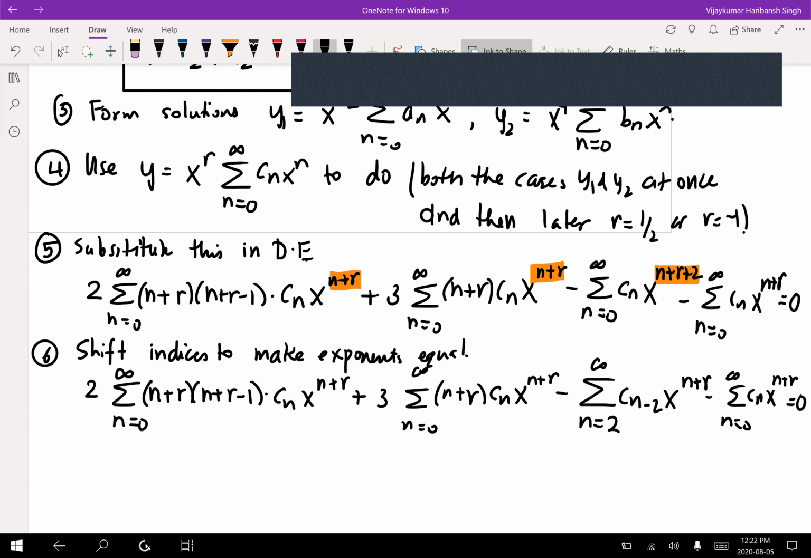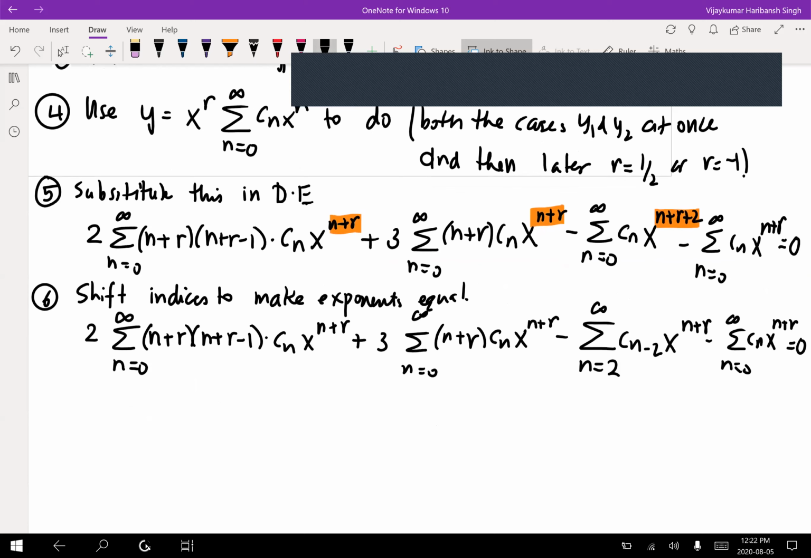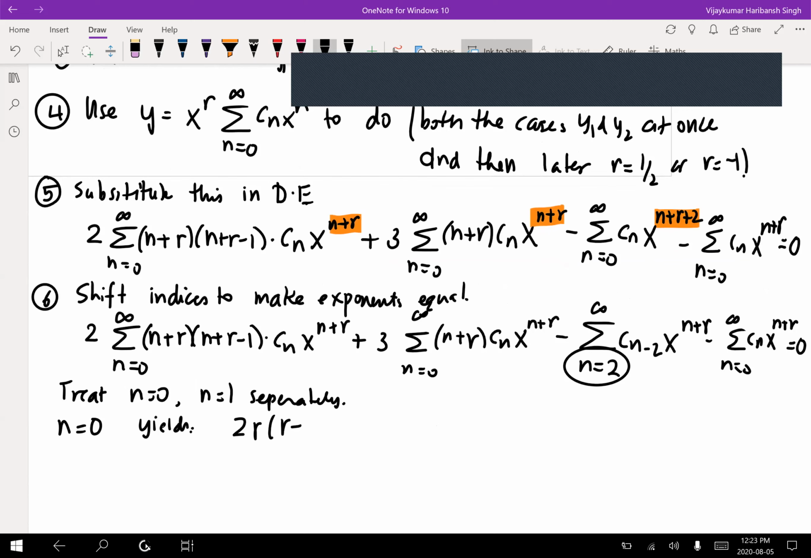Now we'll compare the coefficients. We'll treat two cases separately, because of this, we'll treat n equals 0 and n equals 1 separately. n equals 0 yields 2r times (r minus 1) plus 3r minus 1, times c0 equals 0, which becomes 2r squared plus half r minus half, times c0 equals 0.